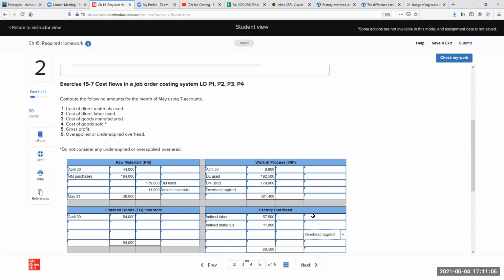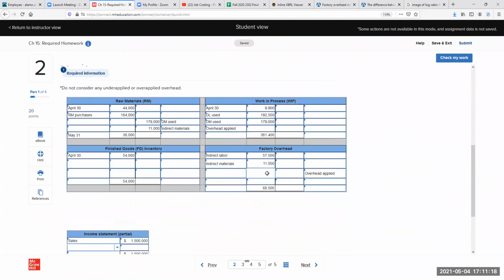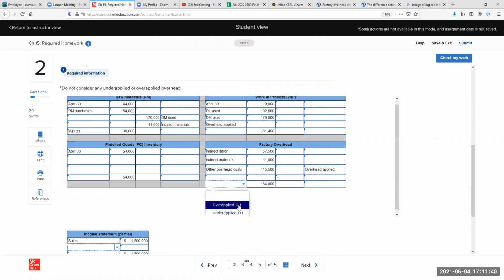Now, what I mean by that is these are the real costs down here. Money, cash spent for labor, cash for materials. And if we had some other factory overhead costs, do we have any? Yeah, there we go, 115.5. So the real costs are down here in factory overhead. So this is all paid with cash or accounts payable, but this is an estimate that goes in here. So we apply it based on an estimate. So then you debit work in process and you credit here.